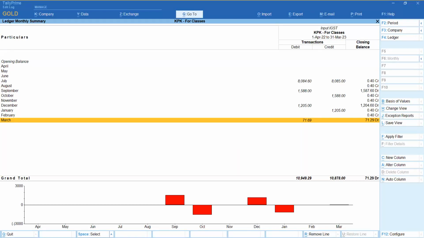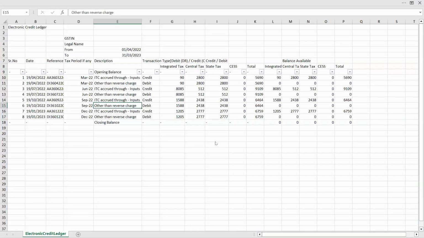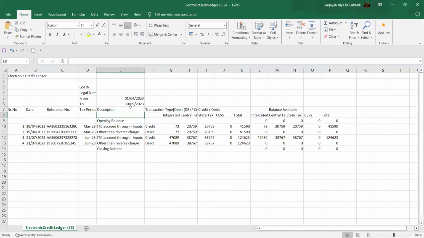Okay. I will share this also. Now, are you able to see April 23 to September 23 sheet?